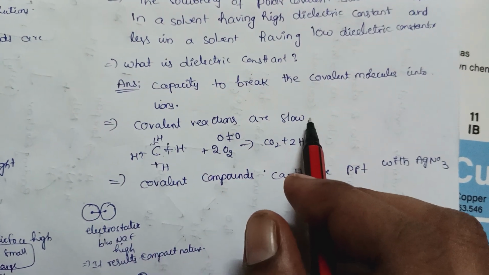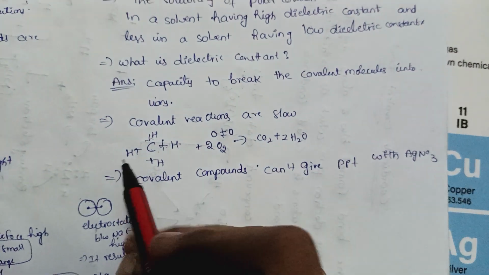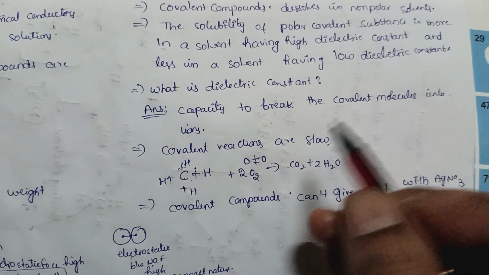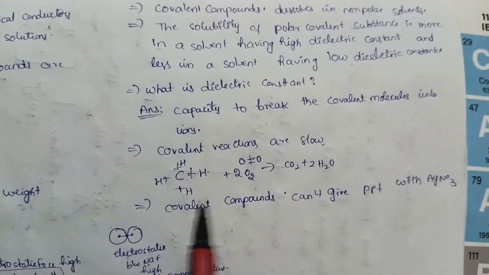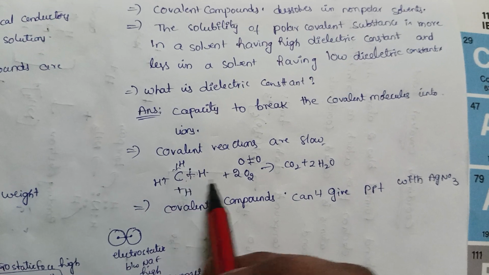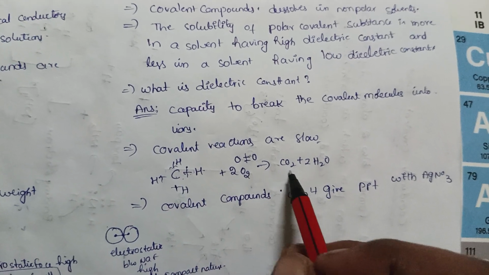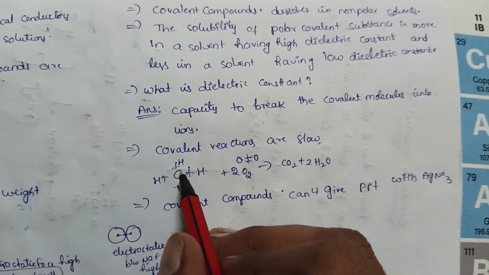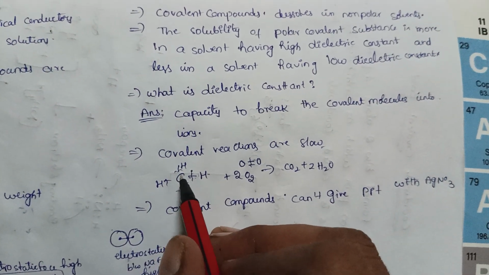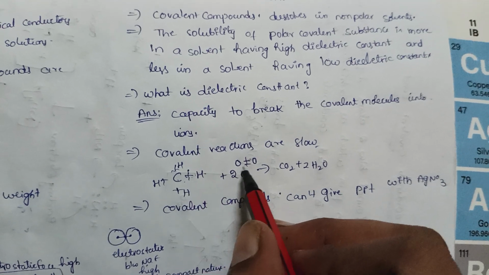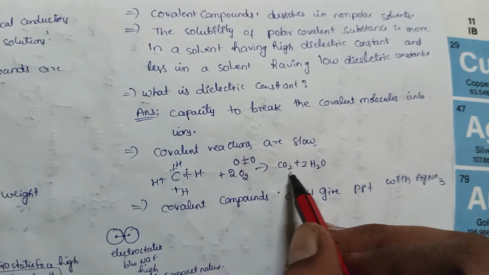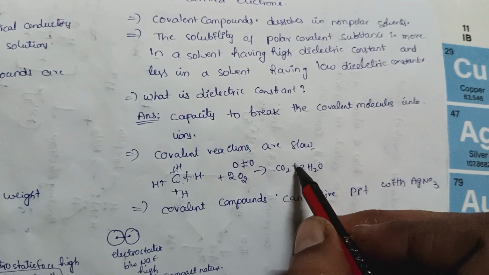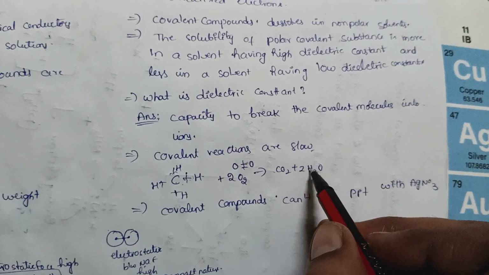Covalent reactions are very slow compared to ionic reactions. If we take the reaction between methane and an O2 molecule, it will give CO2 and 2H2O. First the bonds break between carbon and hydrogen and between the two oxygen atoms, then new bonds form. It forms CO2 plus 2H2O.